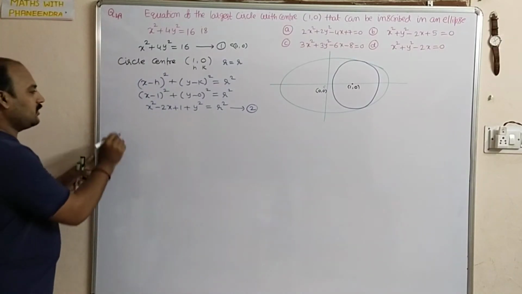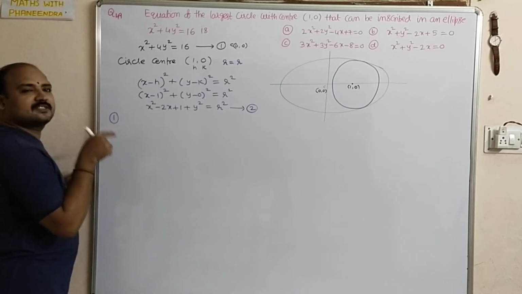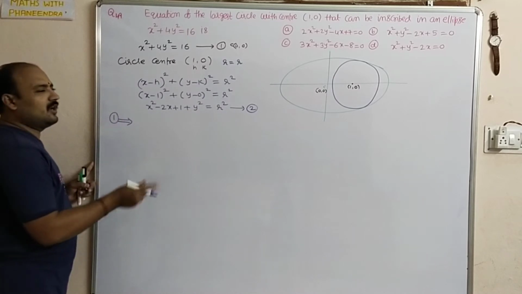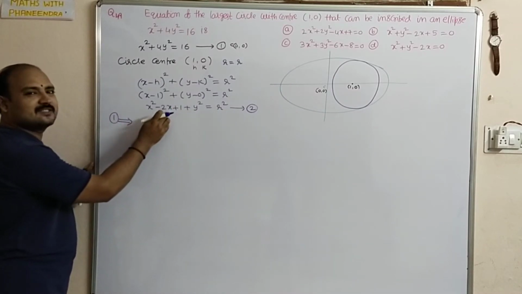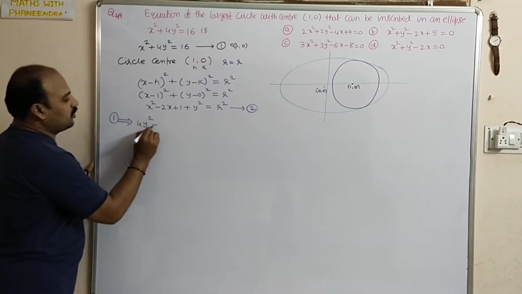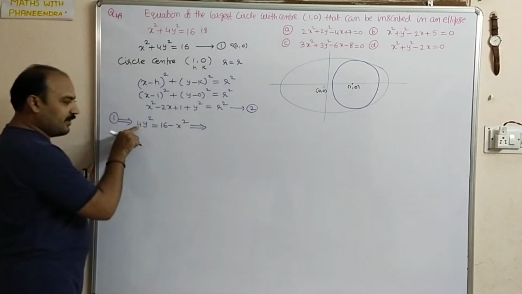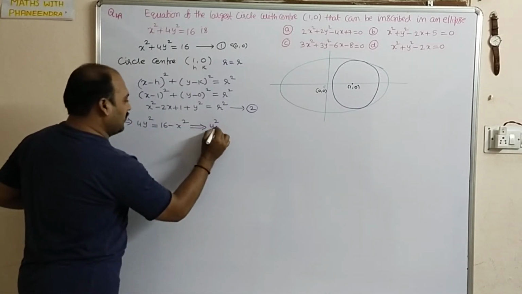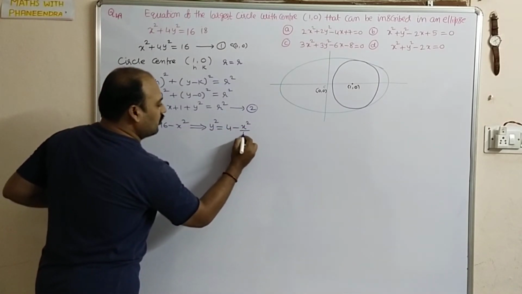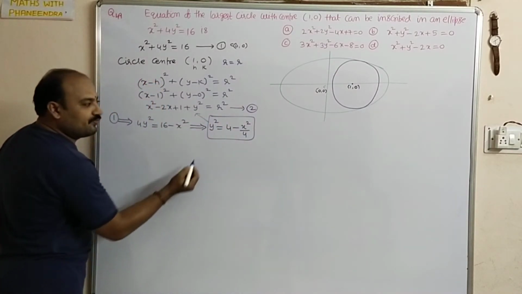From equation 1, I am making y square the subject. Either y square or x square you can take, but here we take y square because x is already there. So 4y square equal to 16 minus x square. Dividing by 4, y square is equal to 16 by 4 minus x square by 4. This y square value we substitute in equation 2.